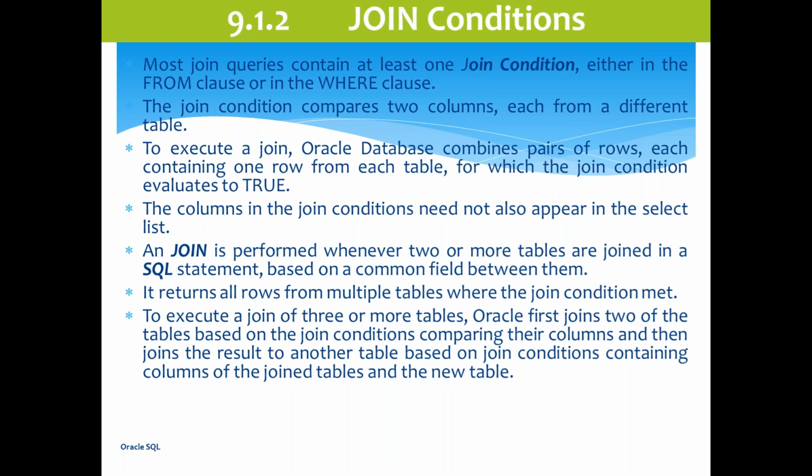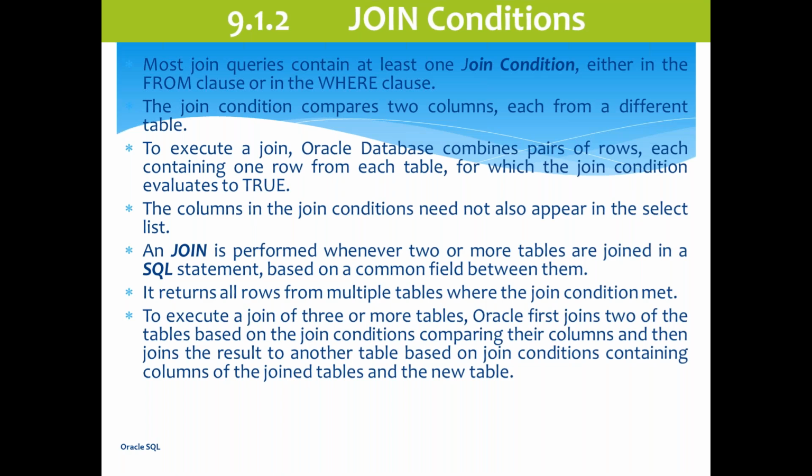To execute a join, the Oracle database combines pairs of rows. Two rows we are combining from two tables: one row will come from the first table, another row will come from the second table. Whenever two rows come, in the output they will be displayed as one row only. Similarly, the second row will come from both tables, and finally it will come as one row. In that way it will display.